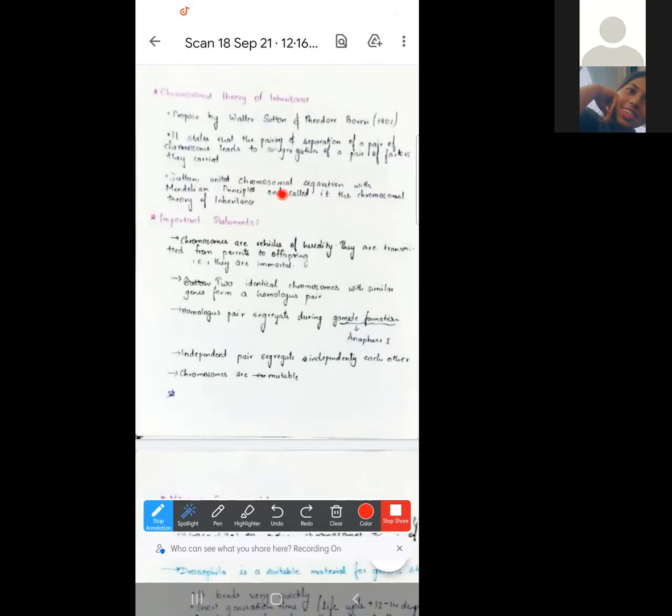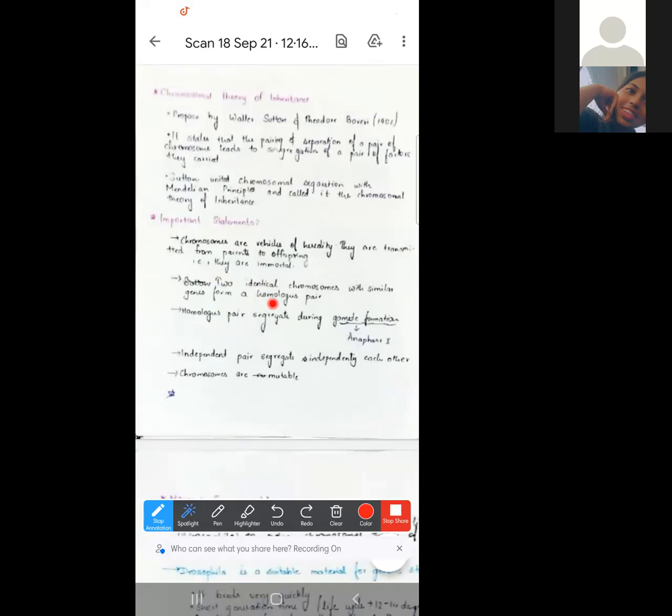Important statements regarding chromosomal theory of inheritance. Chromosomes are vehicles of heredity, means chromosomes contain genes and genes are the basic fundamental units. So chromosomes act as carriers. They are transferred from parents to offspring. Chromosome contains genes, that is, chromosome acts as a carrier for genes, that is they are immortal.